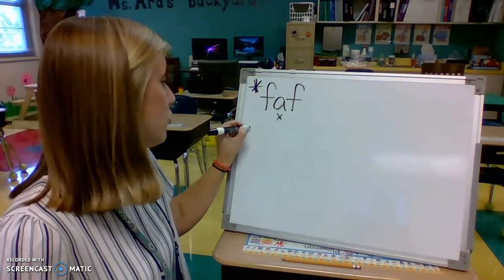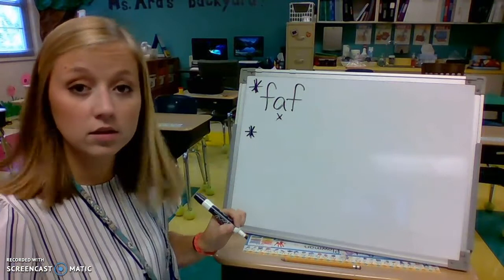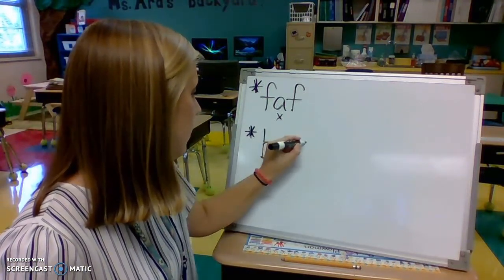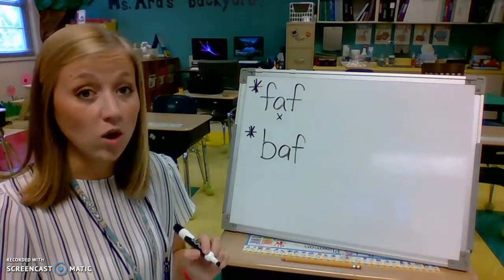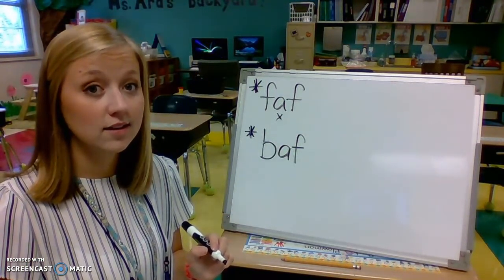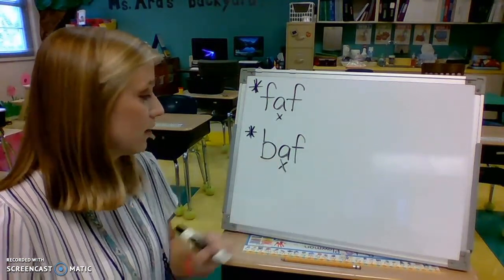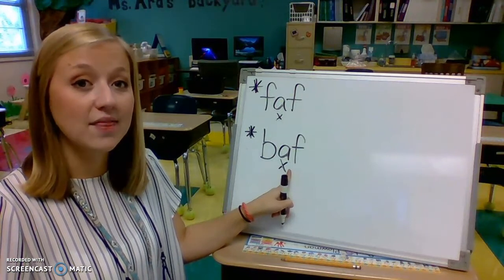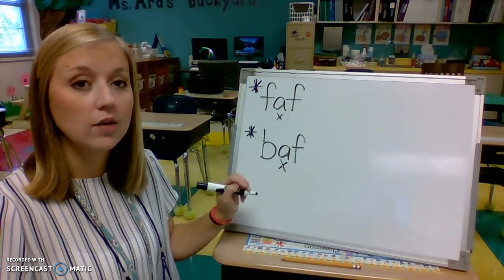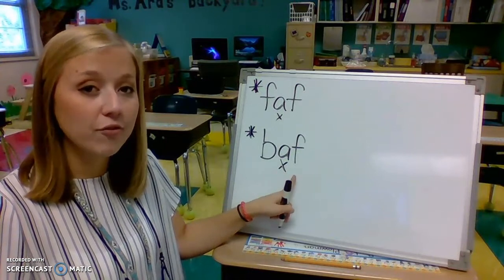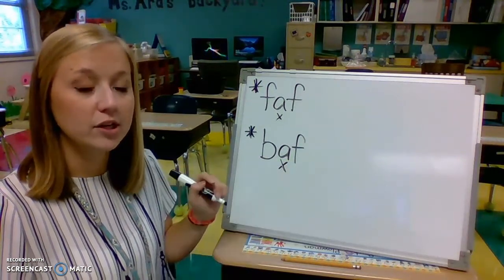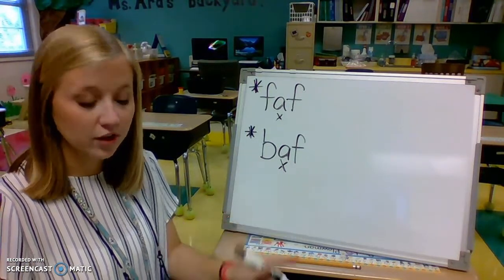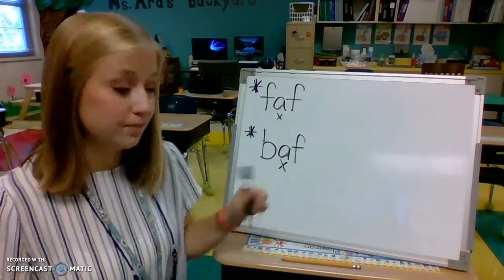All right, boys and girls, you should have written your nonsense star. Then you should have written B-A-F. What should I do now? Mark my vowel. Let's say the slide. Ba. Add the ending consonant. Let's say it together. Baf. Baf. Good job. One more time. Baf. Good job. Here's the next one.